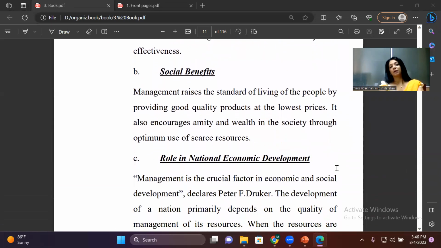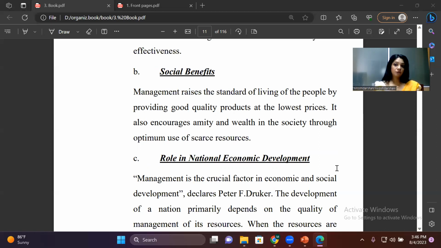The other one is social benefits. What are the social benefits that society will get once the SMEs practice proper management? Management raises the standard of living of the people by providing good quality products at the lowest price. It also encourages amity and wealth in the society through optimum use of scarce resources.